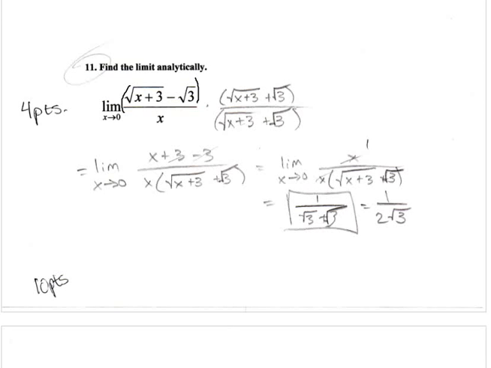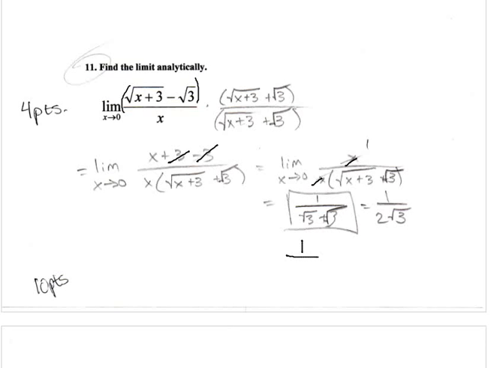So this will become the square root of x plus 3 squared, which just becomes x plus 3, minus the square root of 3 squared, which is 3. The plus 3 and the minus 3 will cancel additively in the numerator. This will leave us with x over x times the square root of x plus 3 plus the square root of 3. The x's will cancel, leaving me 1 over the square root of x plus 3 plus the square root of 3. And that is 1 over 2 times the square root of 3.